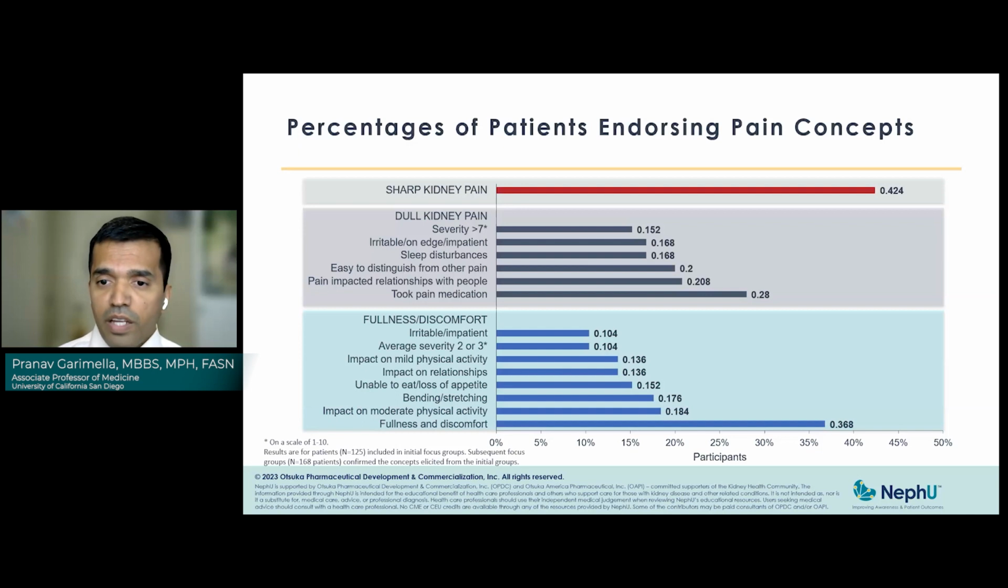And even if you look at the fullness and discomfort, if you look at the inability to eat or loss of appetite, nearly 15% have this. And nearly 18% say that it impacts moderate physical activity. And like you can see here at the bottom bar, nearly 36% have some form of fullness or discomfort. So again, anywhere from a quarter to over 40% of patients with PKD have some form of pain, whichever domain you pick, and there is a significant impact of each of these on quality of life and the ability to perform daily activities.